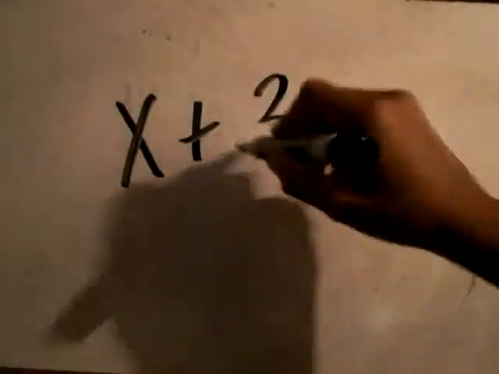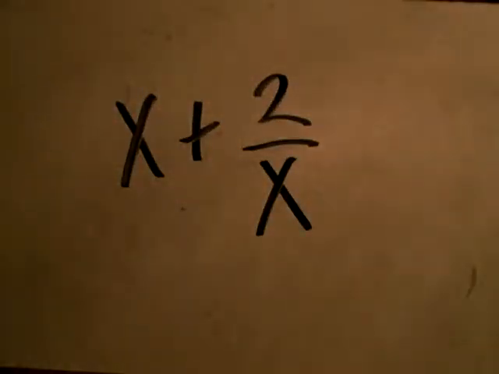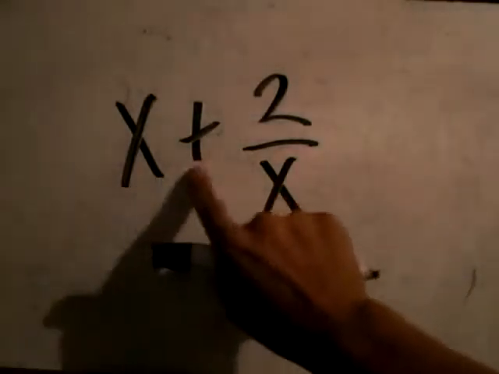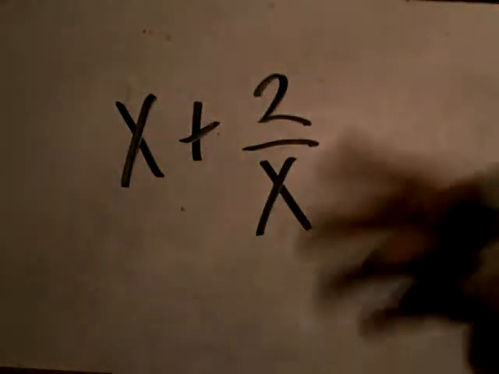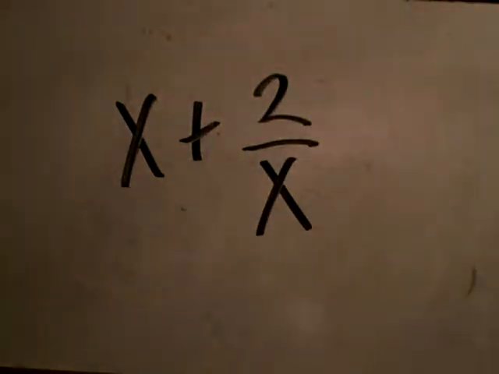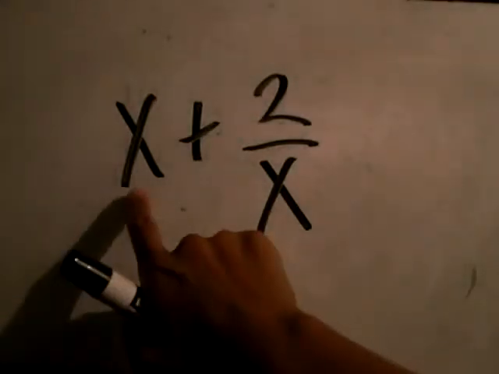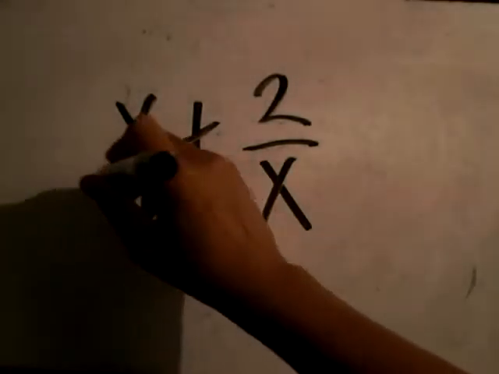If we have to take x plus 2 over x, and we have to write this expression as a fraction in simplest form, what we need to do is, we're adding it. So it's x plus 2 over x. So when we add fractions, we will have to find the least common denominator. So in this case, this x really is a fraction.